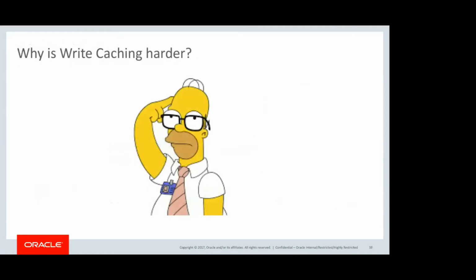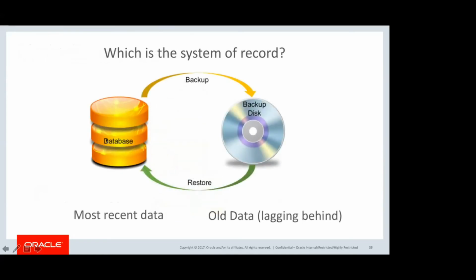Write caching, in my opinion, is harder. And here's why. We've got a database and we've got some backup system. Doesn't matter what the technology for the backup system is. Your database has committed inserts, updates, and deletes, and you do backups. Do you do backups every hour, every day, every week? That's up to you. Question, which is the system of record? Is it this guy or is it this guy? So is the system of record on the left or on the right?